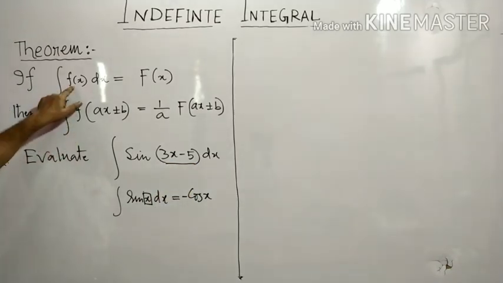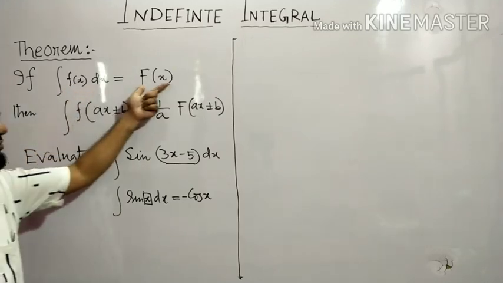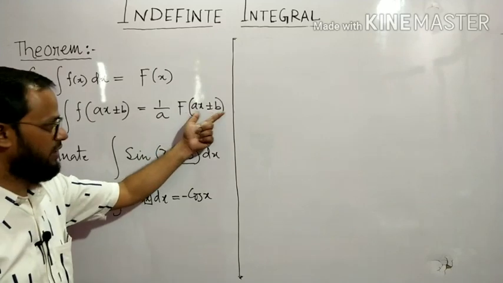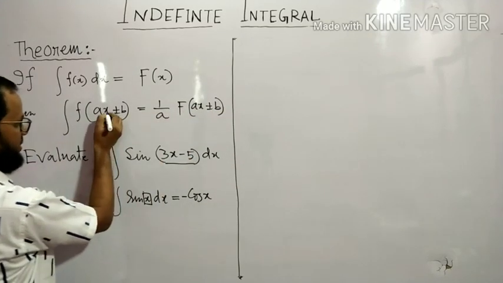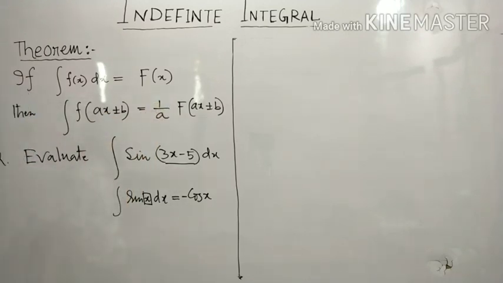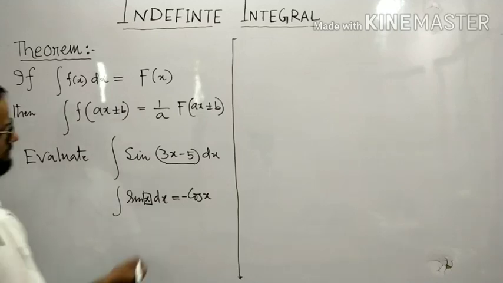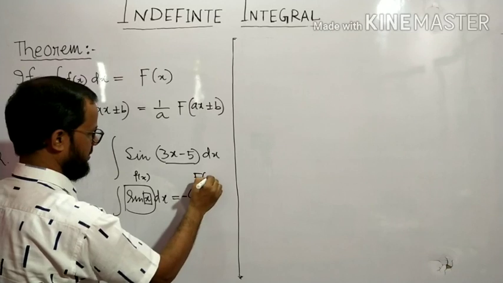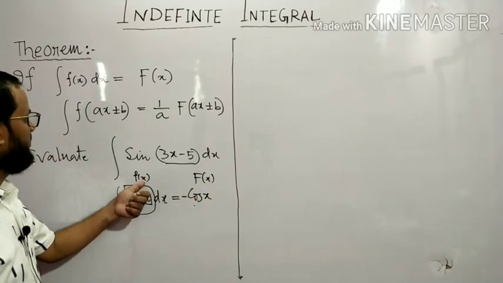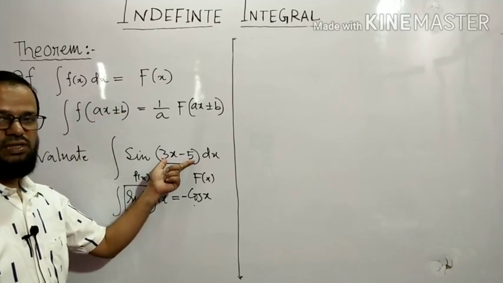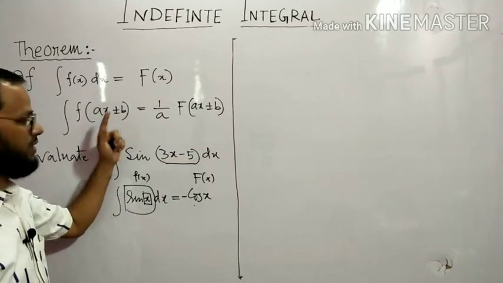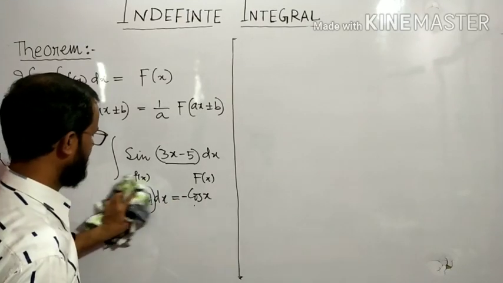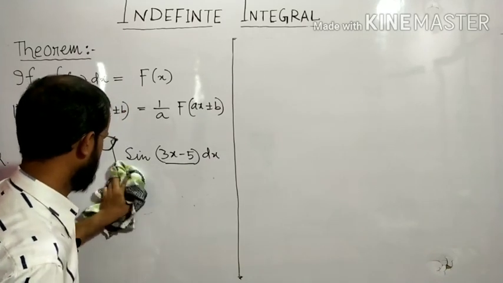Now here x is replaced by 3x minus 5. In your theorem it is given that if the integration of f(x) dx is equal to capital F(x), then when x is replaced by a linear term ax plus b, the result is F of (ax plus b), but with one thing: the coefficient a of x will be multiplied by 1 by a. Here we can consider this as f(x), and this result as capital F(x). Now x is replaced by ax minus b, that is 3x minus 5. So we can use this formula and solve the integral. This is the standard integral: integration sin x is equal to minus cos x. So what is the solution?